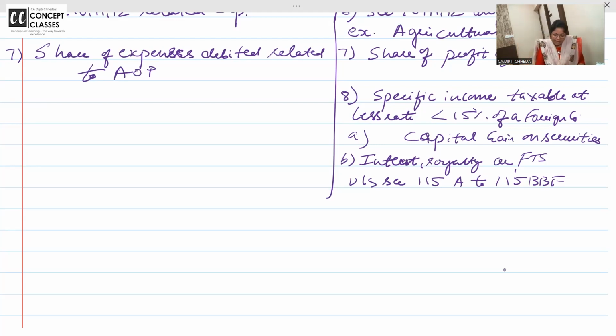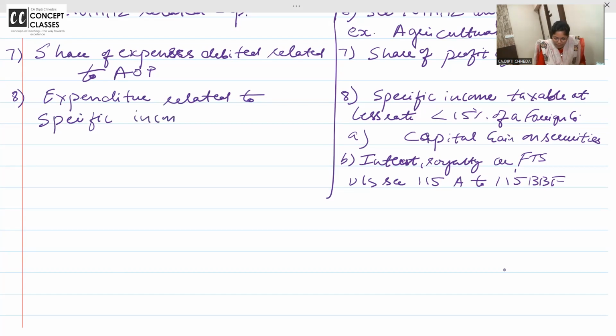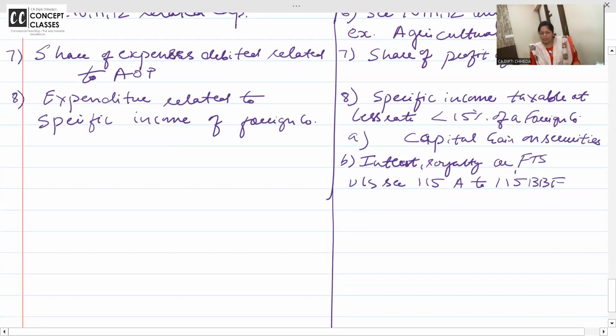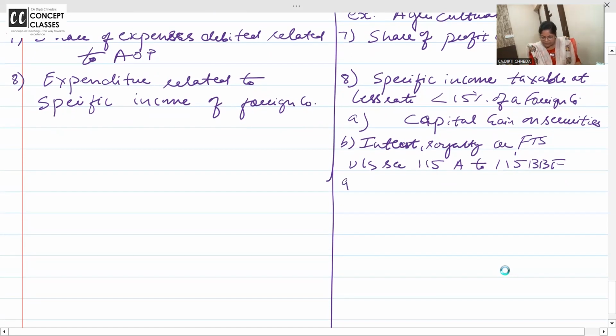Now when you are removing income, 8 point. Expenditure related to specific income of foreign company. What to do? निकाल दो. Anyone in the class who is just copying and not following, unmute and speak up in the class. Bolo. Yesterday I introduced the topic. Today I am giving you the format. Next.